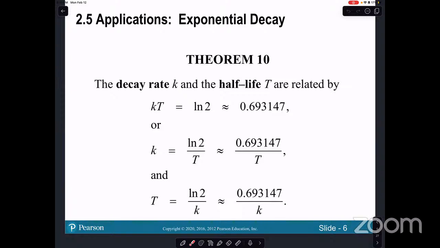The one that I tend to remember is, I think, the last one, where t, your half-life, equals the natural log of 2 over k, right? And we can derive it, but for the sake of time, I'm just going to forward on.